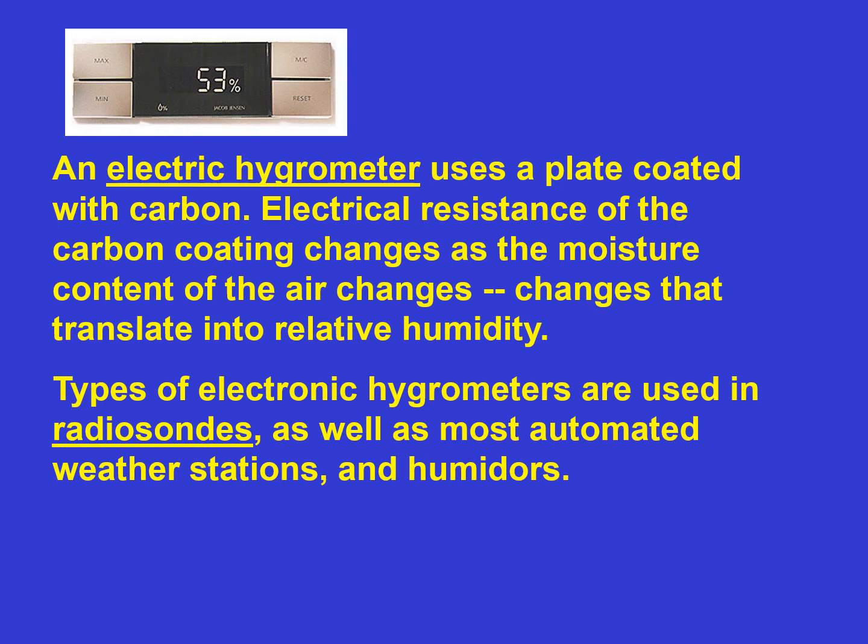An electric hygrometer, this is much more advanced, uses a plate coated with carbon. Electrical resistance of the carbon coating changes as the moisture content of the air changes. And this can translate into a relative humidity, which you see there in that image, 53%. And some types of these electric hygrometers are used in radiosondes, which are those things that the weather balloons will take up into the troposphere to gather data. By the way, you're not going to have to know any of these measurement instruments for your first exam, but they are fun to look at.